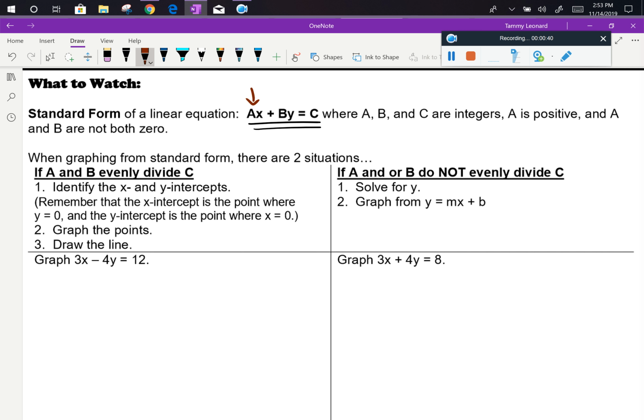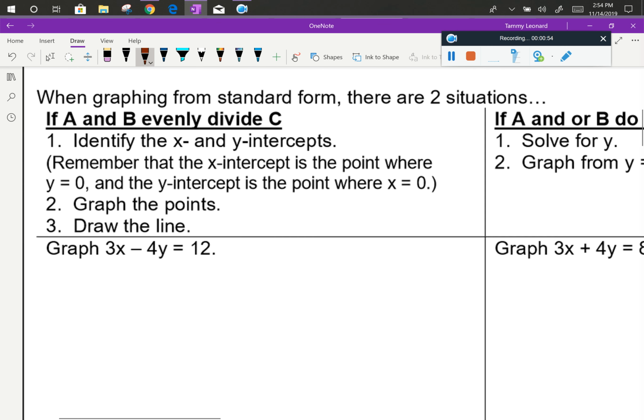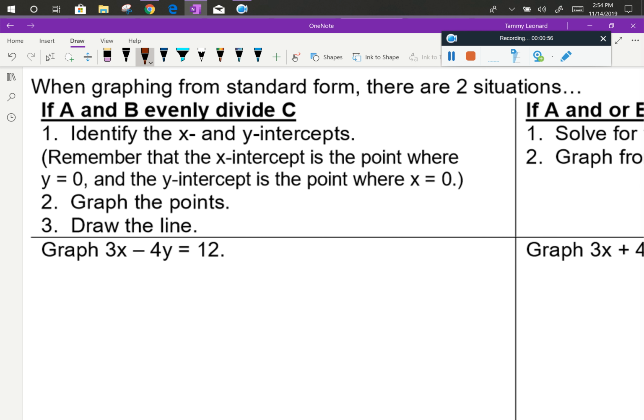We're going to take a look at how we can do things like graphing from standard form to get started. So there's sort of two methods, and it depends on the equation you're given. So we have method number 1 on the left and method number 2 on the right. Looking at method number 1, here's our first situation. If a and b evenly divide c, then we can graph using the x and y intercepts. So the point where the line crosses the x-axis and the point where the line crosses the y-axis.